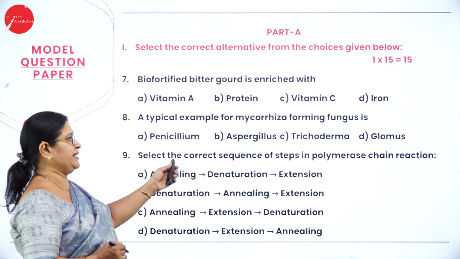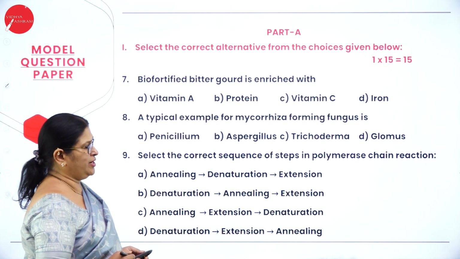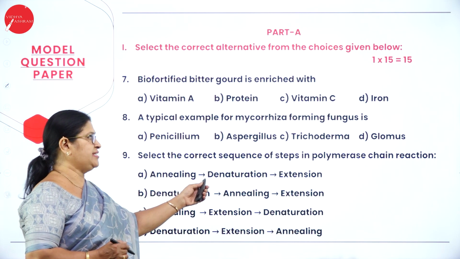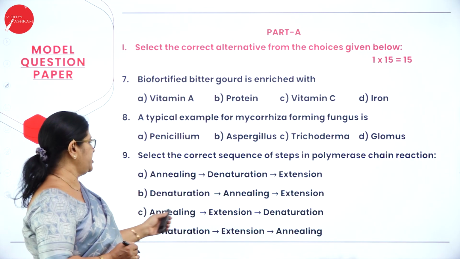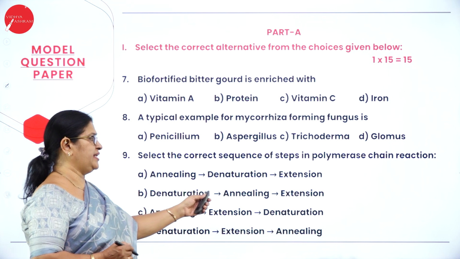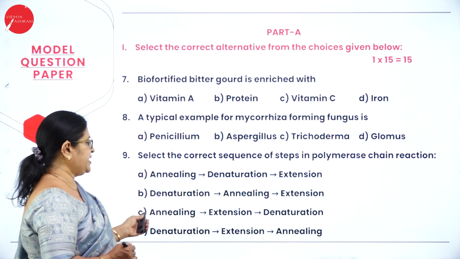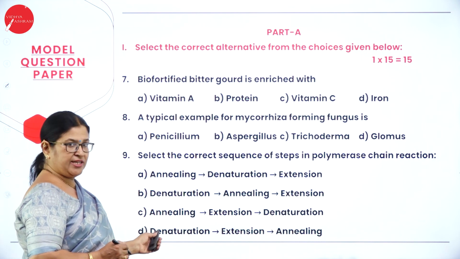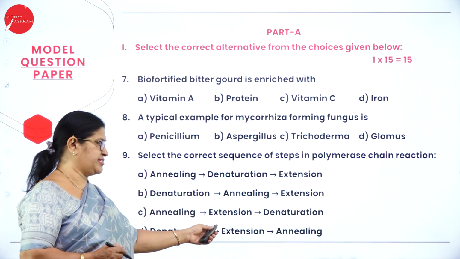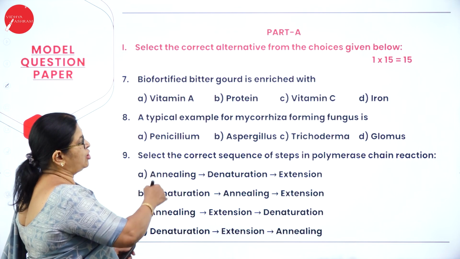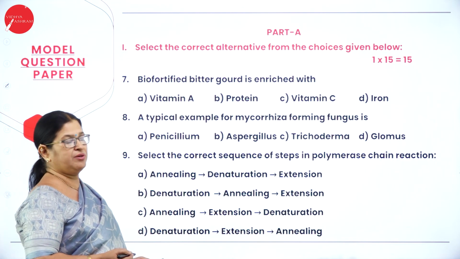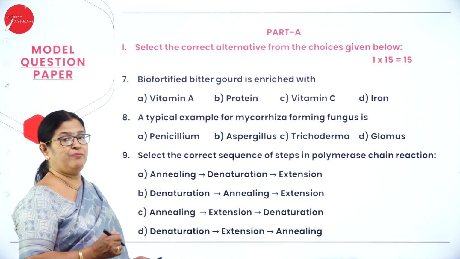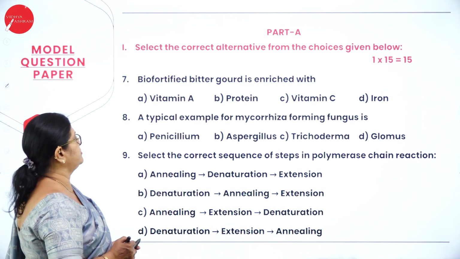That is question number 9. Select the correct sequence of steps in polymerase chain reaction? Option A, annealing, denaturation and extension. B, denaturation, annealing and extension. C, annealing, extension, denaturation. D, denaturation, extension and annealing. So see how tricky the MCQ questions will be. That is the option. So you must be pretty sure with the concepts. Then only you'll be able to mark the right answer.